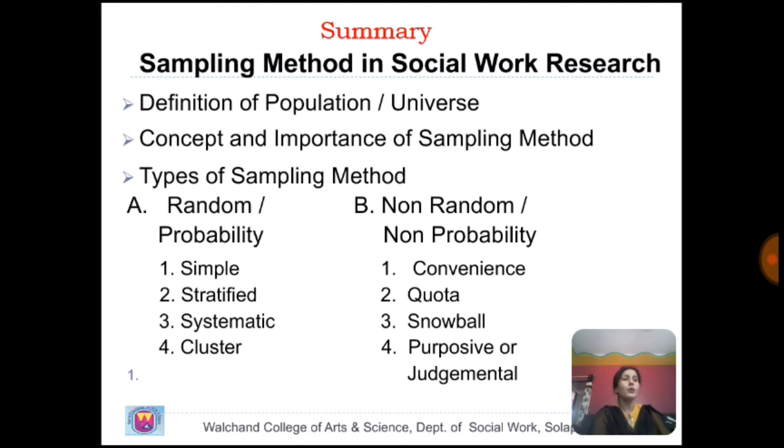So let us recall what we have learned today in sampling method in social work research. Initially, we discussed the definition of population or universe, then the concept and importance of sampling method in social work research. Then we tried to understand two broad types of sampling method: random, which is also called probability sampling method, and non-random or non-probability sampling method. Each type of sampling method has 4 subtypes: random probability sampling has 4 subtypes, that are simple, stratified, systematic, cluster, while non-random or non-probability sampling methods are of 4 types: convenience, quota, snowball and purposive or judgmental.